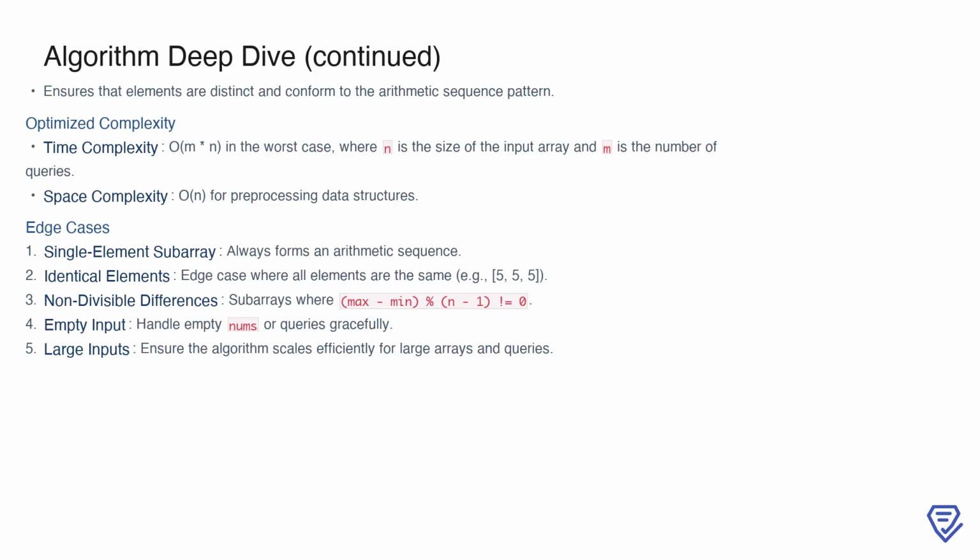As we conclude, it's important to consider edge cases. A single element subarray always forms an arithmetic sequence, while subarrays with non-divisible differences, where (max - min) % (n - 1) does not equal 0, cannot form one. Identical elements, such as 5, 5, 5, may still satisfy the condition, and empty inputs must be handled gracefully. Lastly, for large inputs, the algorithm's pre-processing ensures scalability, making it a robust solution for this problem. By leveraging mathematical properties and efficient data structures, we achieve a balance between correctness and performance.